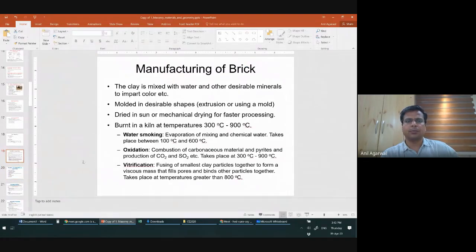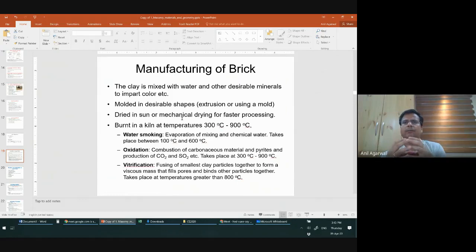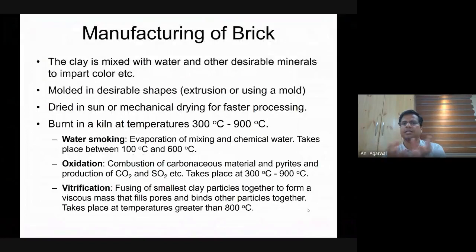Okay, so maybe I'll just complete this slide and then I'll carry on with the next slide in the next lecture. So as I have described before, the making of the brick has several steps. First, the clay is mixed with water and whatever other minerals are required. You may sometimes feel there is not enough lime, so you may add a little bit of extra lime. Some iron oxides may be required. You can add that. Then it is molded in the desired shape, dried in the sun, or mechanically.